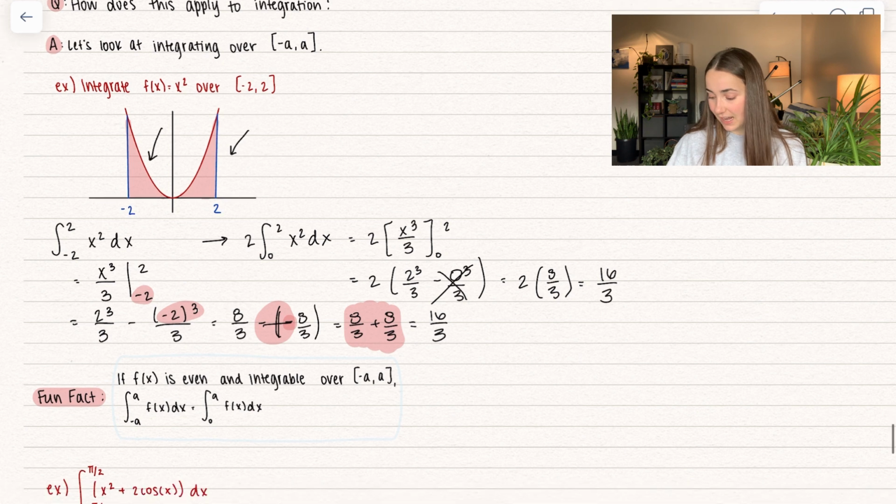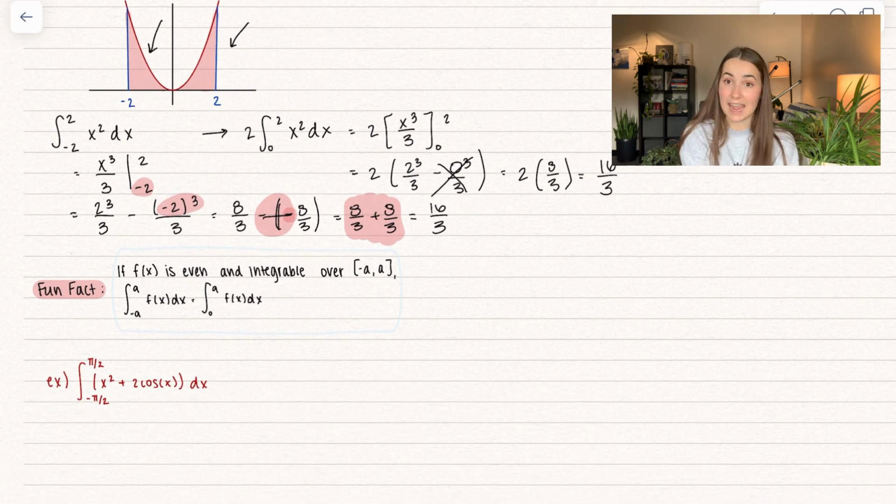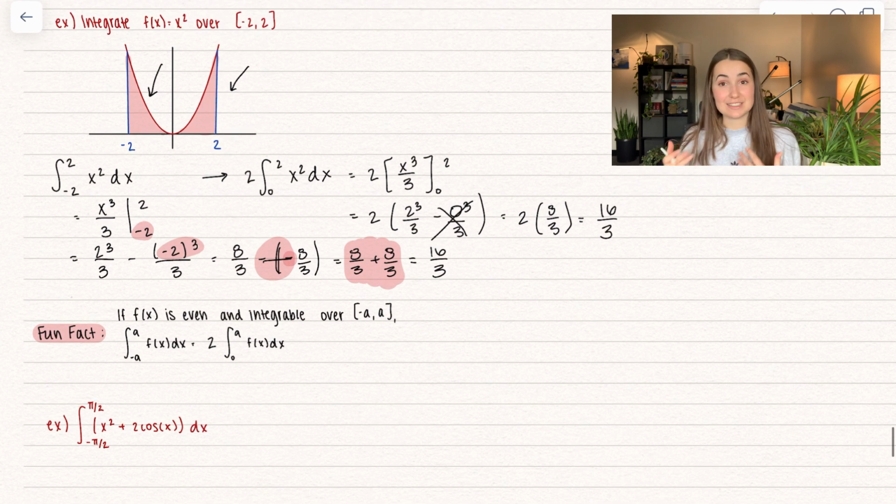If f is even and integrable over negative a to a, so notice here it has to be the exact same number, then we can just multiply that integral by 2 and evaluate it from 0 to a instead of negative a to a. So we have that the areas are symmetric.